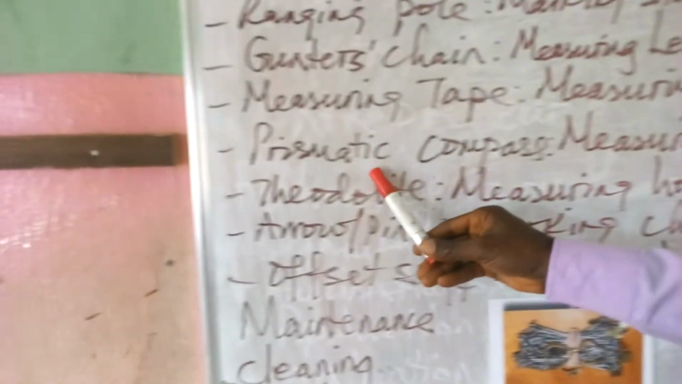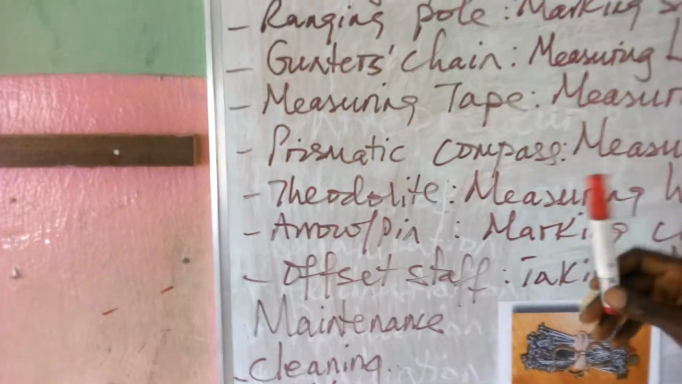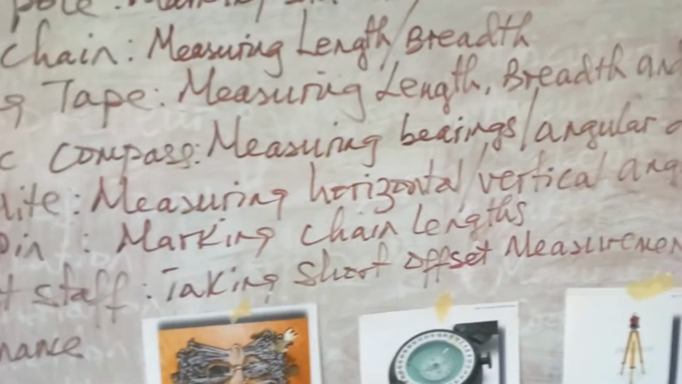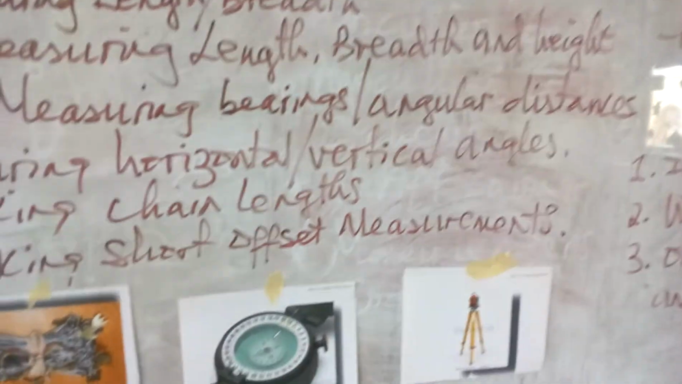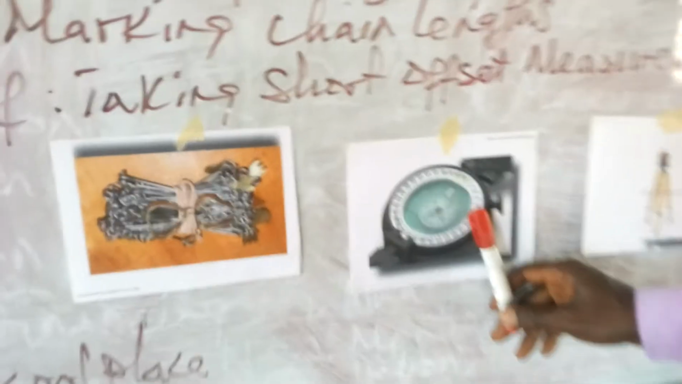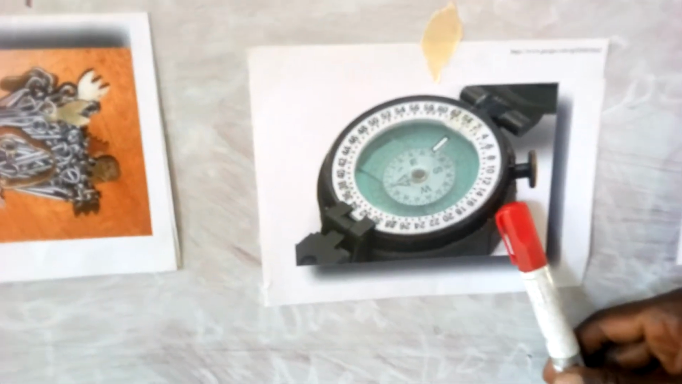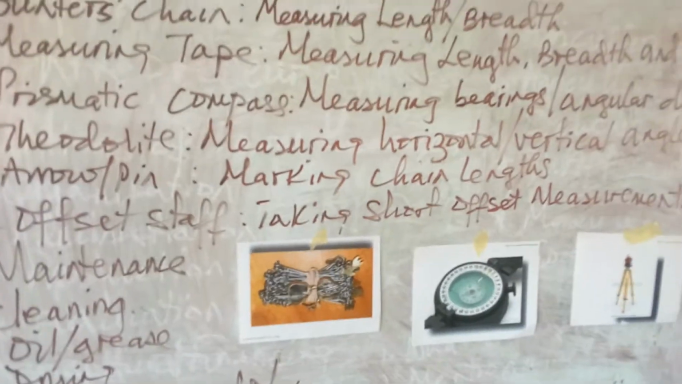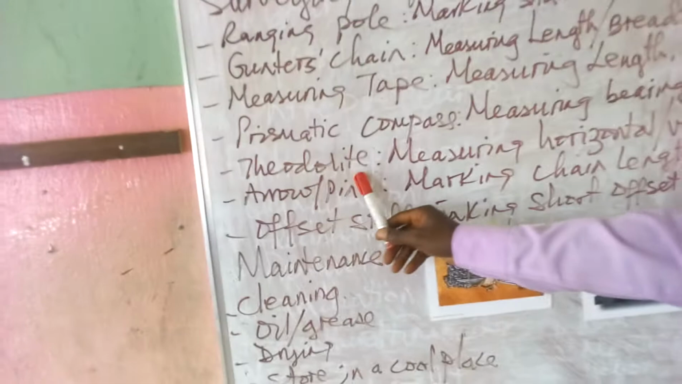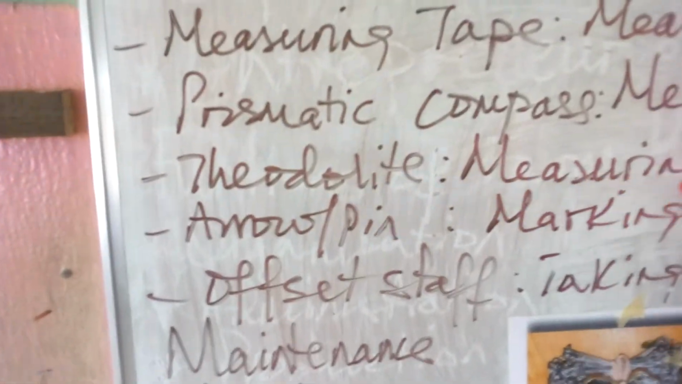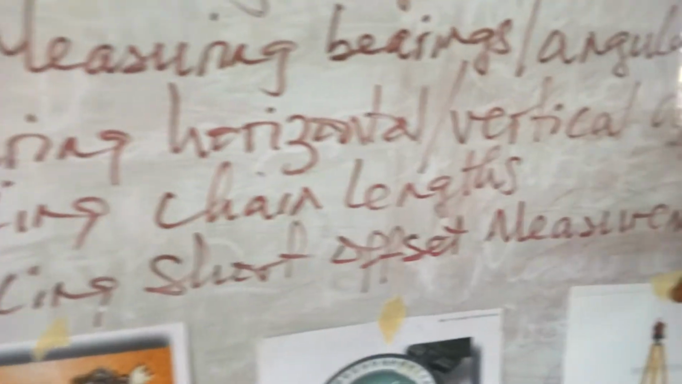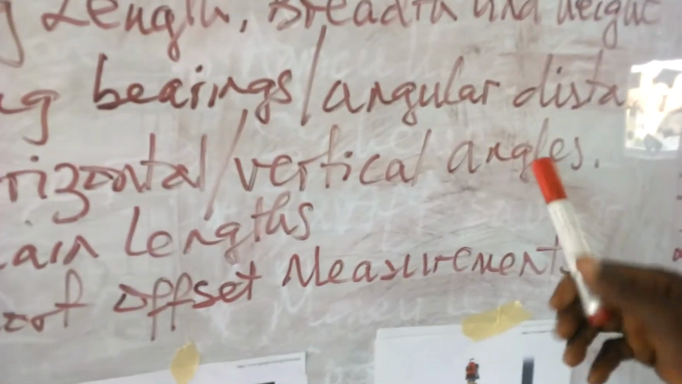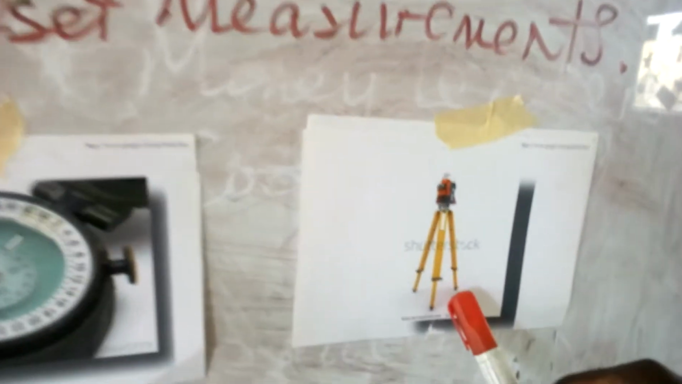The next one is prismatic compass. Prismatic compass is used for measuring bearings and angular distances during farm surveying and planning. The second picture you saw here is a prismatic compass. And then you have the theodolite. Theodolite is used for measuring horizontal and vertical angles. This third picture, the last picture you saw here, is called the theodolite. From today, if you see it, call it theodolite.